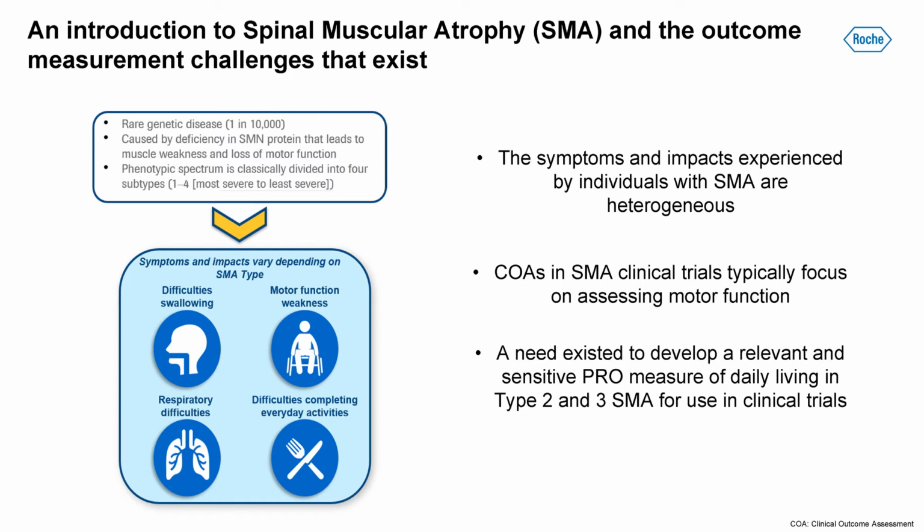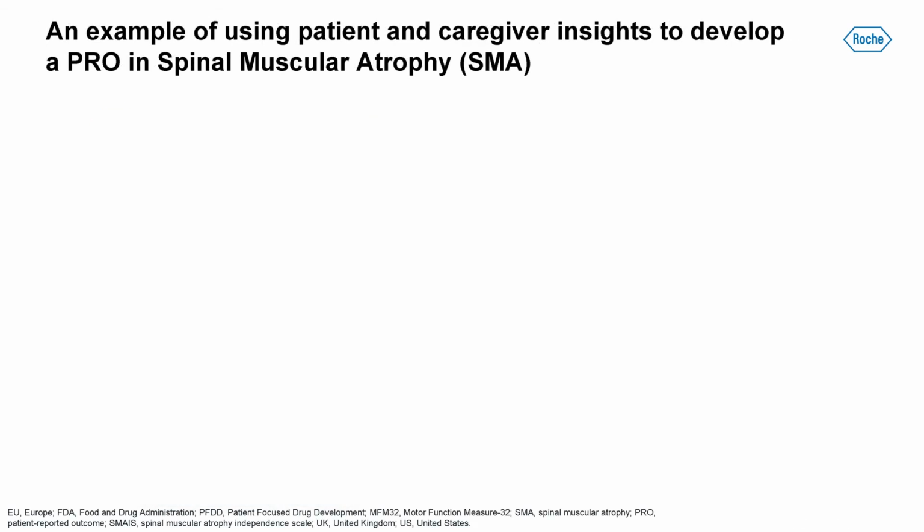focus on assessing motor function by clinician-reported outcomes that typically focus on achieving motor milestones. But a need did exist to develop a relevant and sensitive patient-reported outcome measure to focus on the concept of daily living and difficulties completing everyday activities for use in the type 2-3 SMA population in clinical trials. So now I'll describe the process we went through to develop this patient-reported outcome.